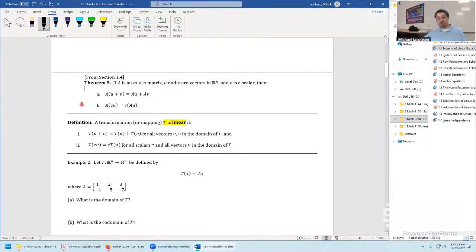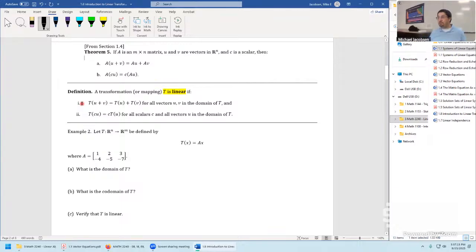So that's 2 interesting properties that we really didn't have much to do with when we were in section 1.4. But now here's where they really matter. This is where we finally define linear transformations. Transformations T are linear if they do just 2 things.